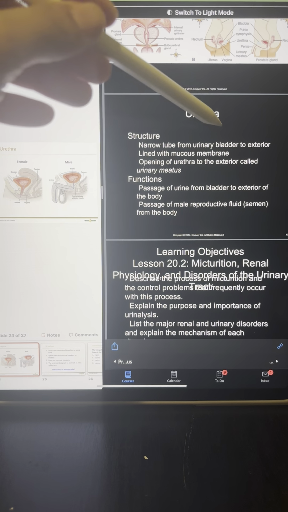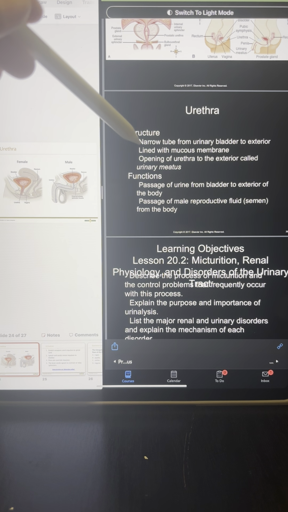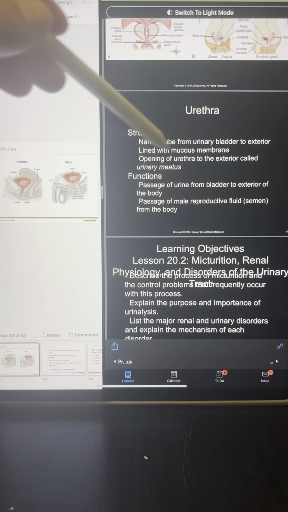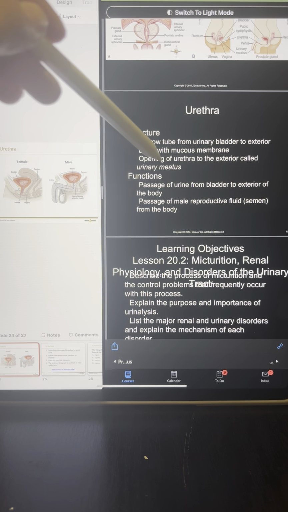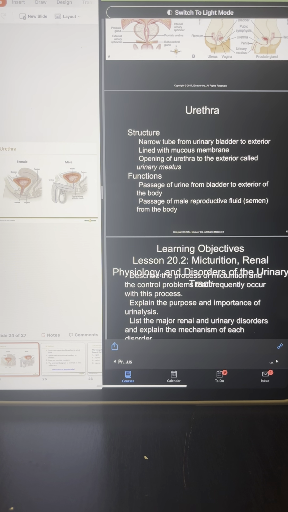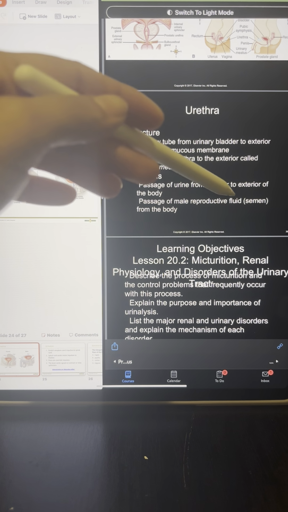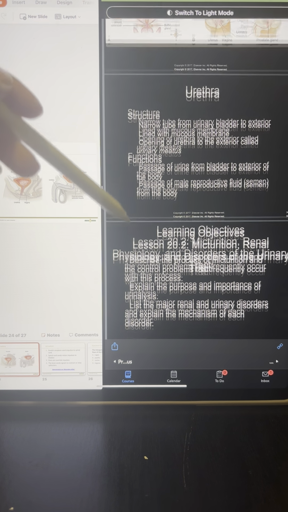Narrow tube from the urinary bladder to the exterior, to the outside, lined with mucous membrane. The opening of the urethra to the exterior is called the urinary meatus. The function of it is passage of urine from the bladder to the outside of the body, and passage of male reproductive fluid from the body. The urethra does both.